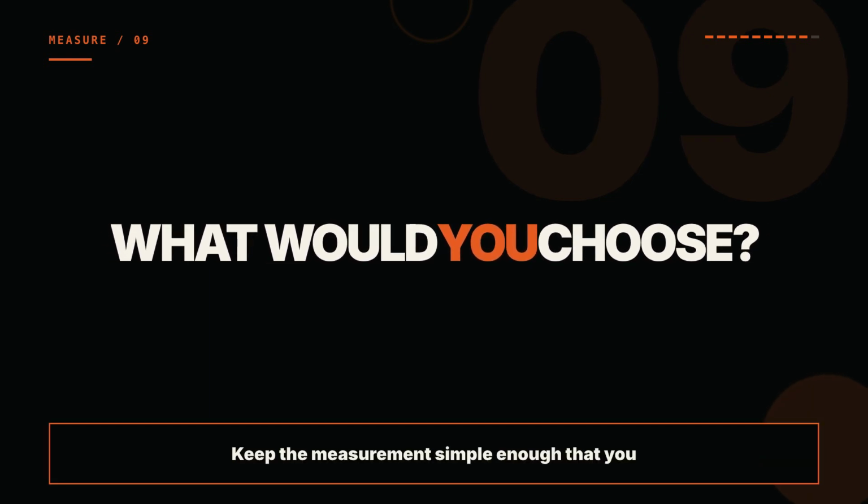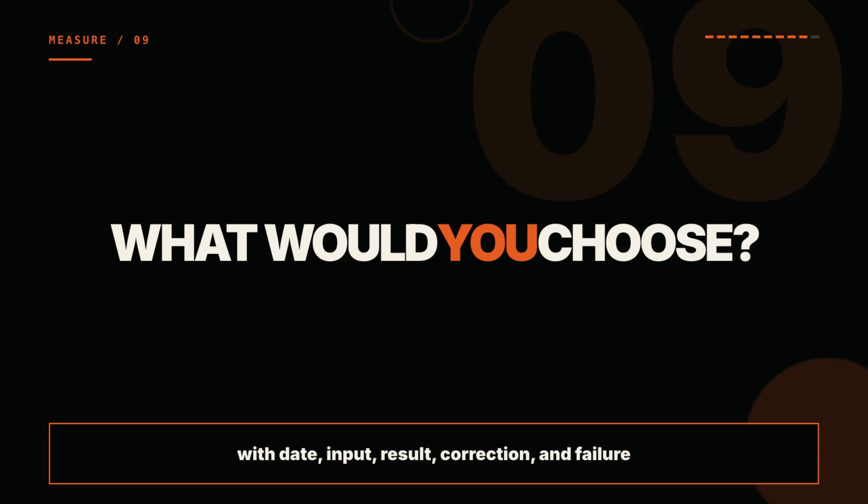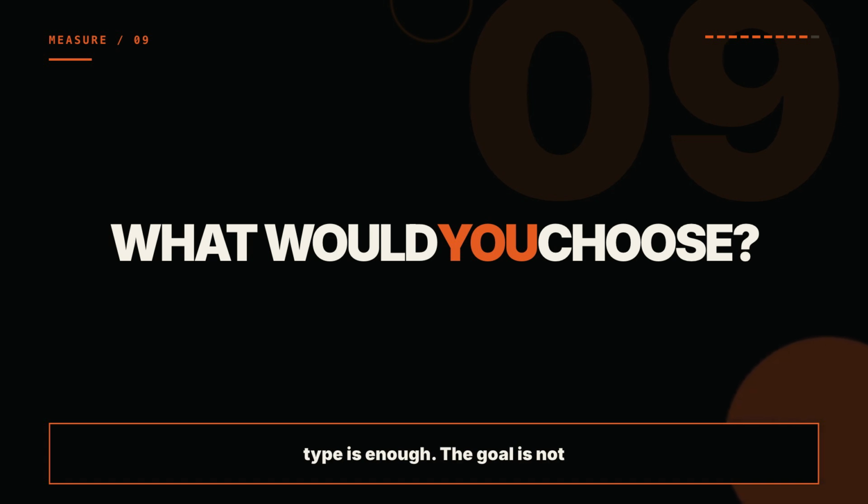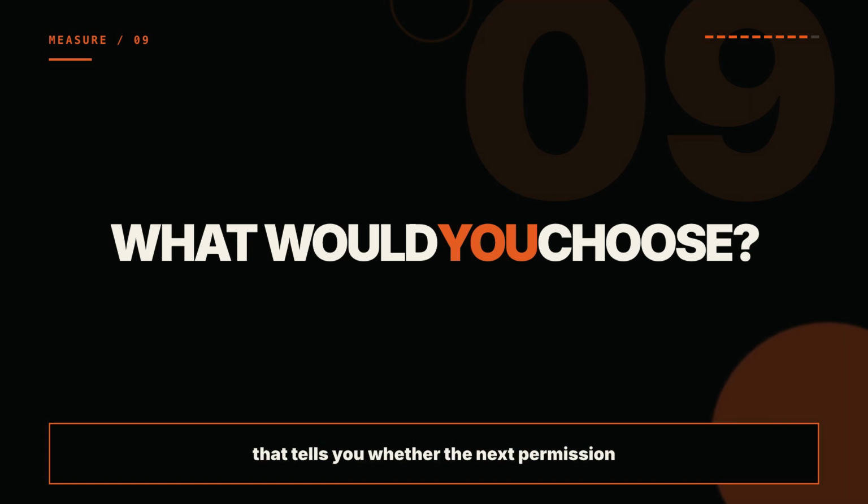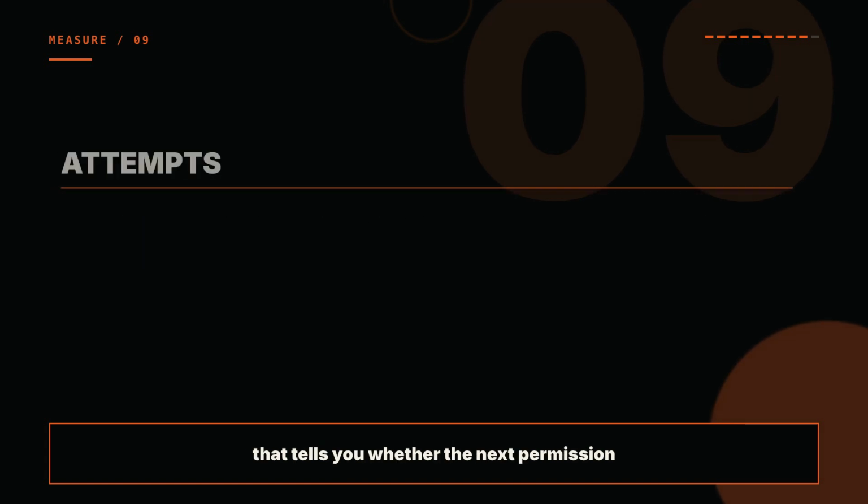Keep the measurements simple enough that you will actually record them. A small table with date, input, result, correction, and failure type is enough. The goal is not a beautiful dashboard. The goal is evidence that tells you whether the next permission is earned.